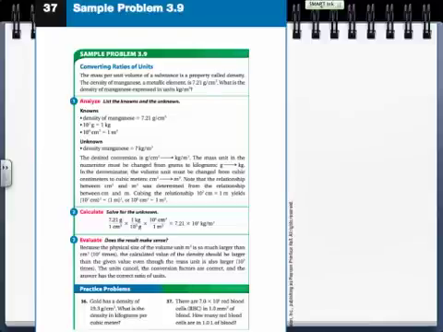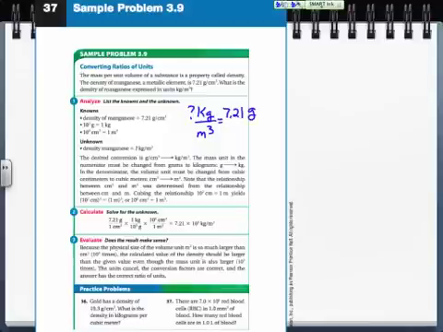Next one, the mass per unit volume of a substance is a property called density. Density of manganese, a metallic element, is 7.21 grams per cubic centimeter. What is the density of manganese expressed in units of kilograms per cubic meter? Now this one is very complex, so follow me carefully on this one. We want to know how many kilograms per cubic meter if I have 7.21 grams per cubic centimeter. First of all, I just want you to note that I always write these straight up and down rather than the way they do it here, because it's easier when you want to cancel.